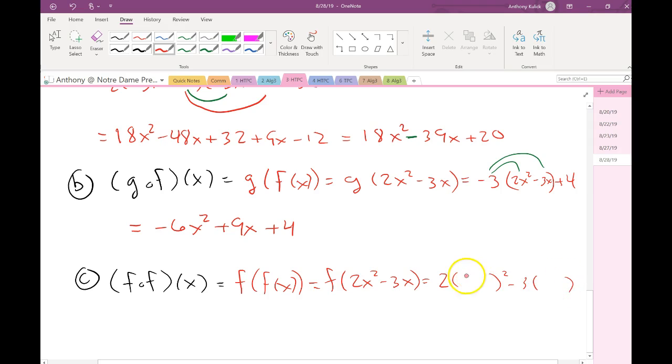So, if I want to do F compose F, same kind of thing.